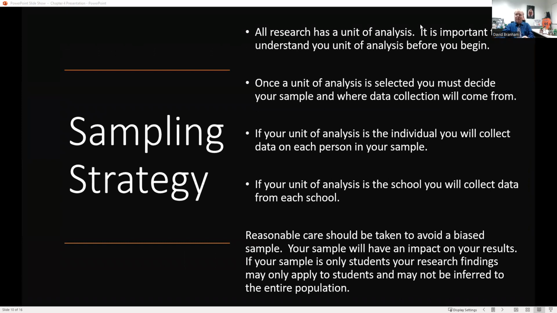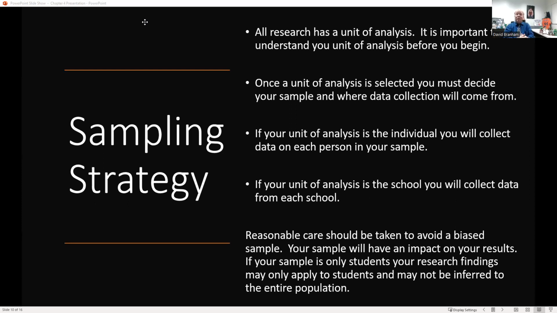Sampling strategy. So all research has a unit of analysis. It's important for you to understand what your unit of analysis is before you begin. The typical unit of analysis is the person. If we do survey research, a person is the unit of analysis in almost every case. And what that person feels, what that person says, what that person does in his or her life, that is the crux of what you're using in your analysis. But it doesn't have to be your unit of analysis. A person doesn't have to be.